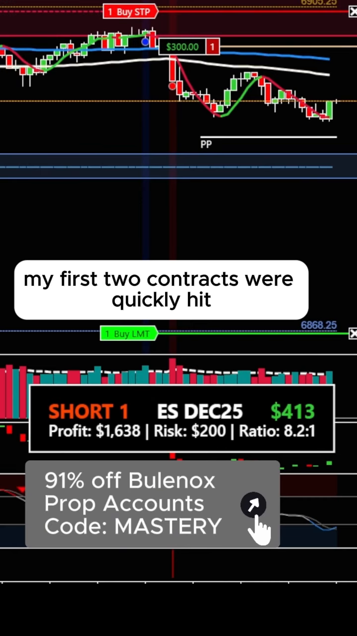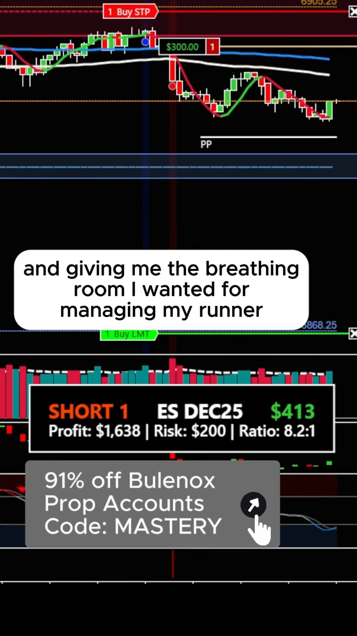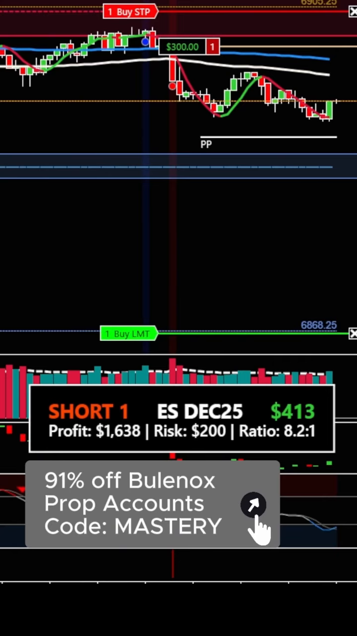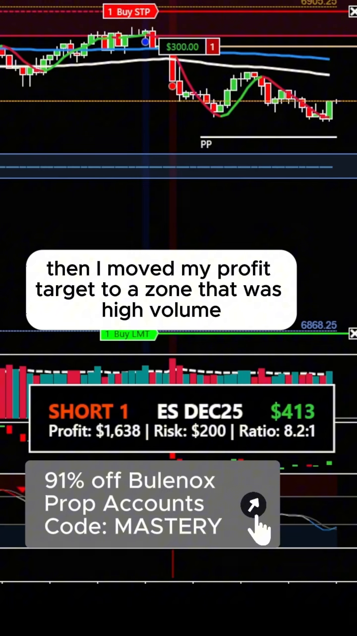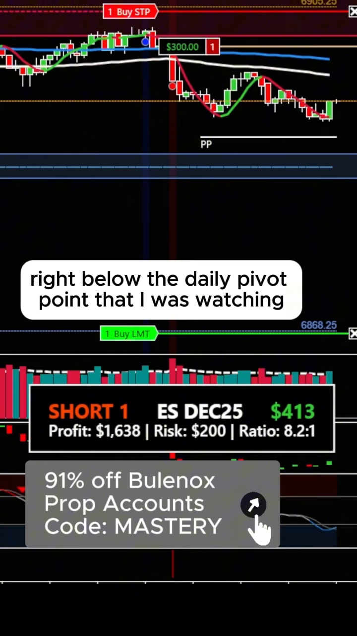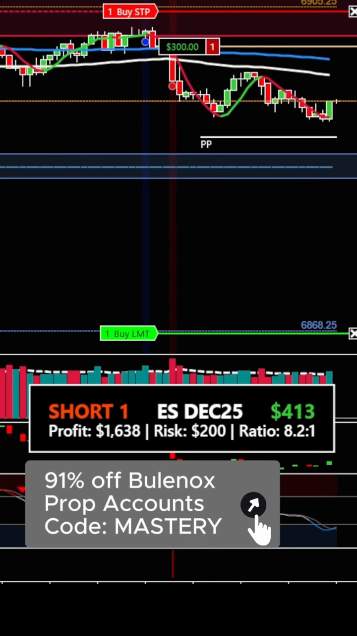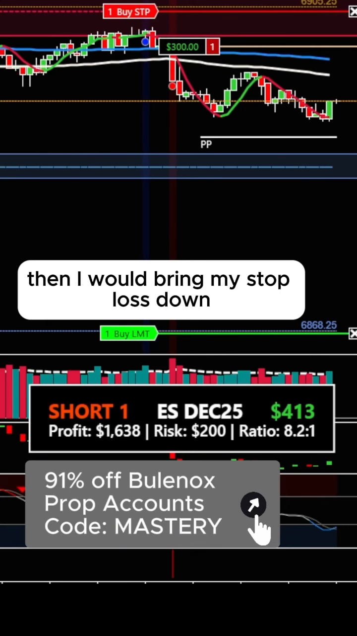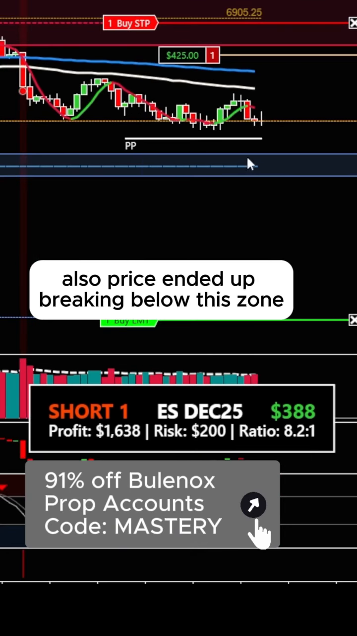My first two contracts were quickly hit, locking in some good profit and giving me the breathing room I wanted for managing my runner. Then I moved my profit target to a zone that was high volume from the order profile. There was a heavy support zone right below the daily pivot point that I was watching. If price broke below this, then I would bring my stop loss down also.